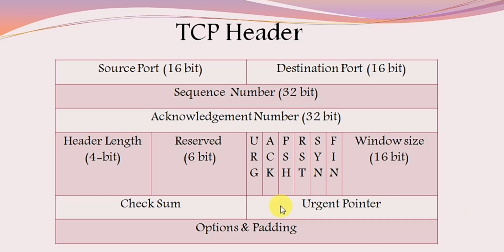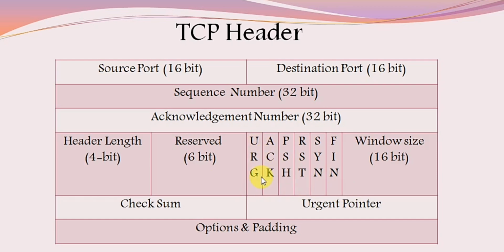Now let us see the next one, that is reserved. Here this reserved portion is of size 6 bits. So these 6 bits are there for future use. Now here we are having 6 flags: 1, 2, 3, 4, 5, 6. Now let us see what is the indication of each flag.